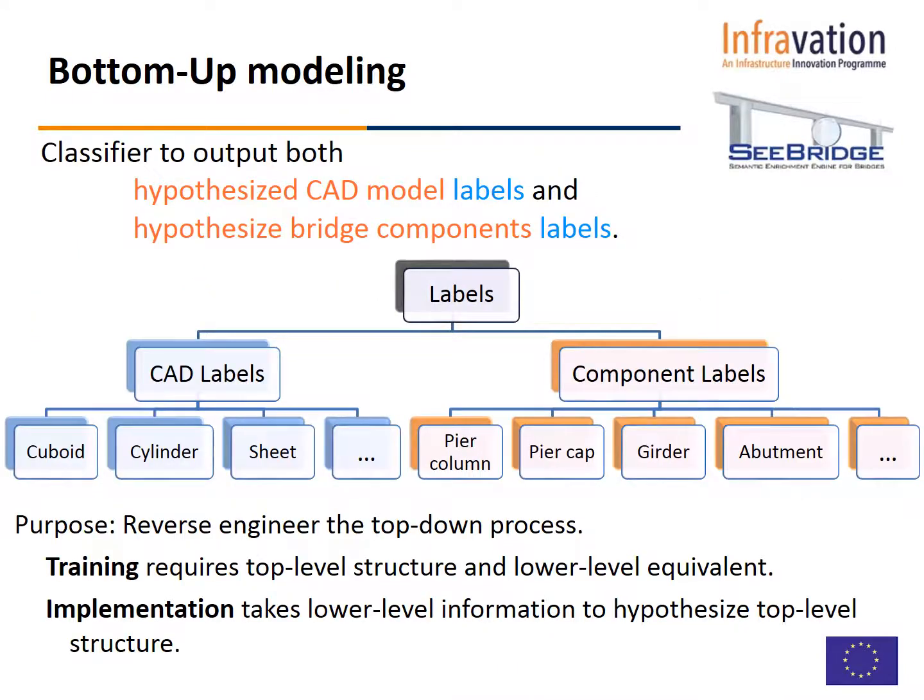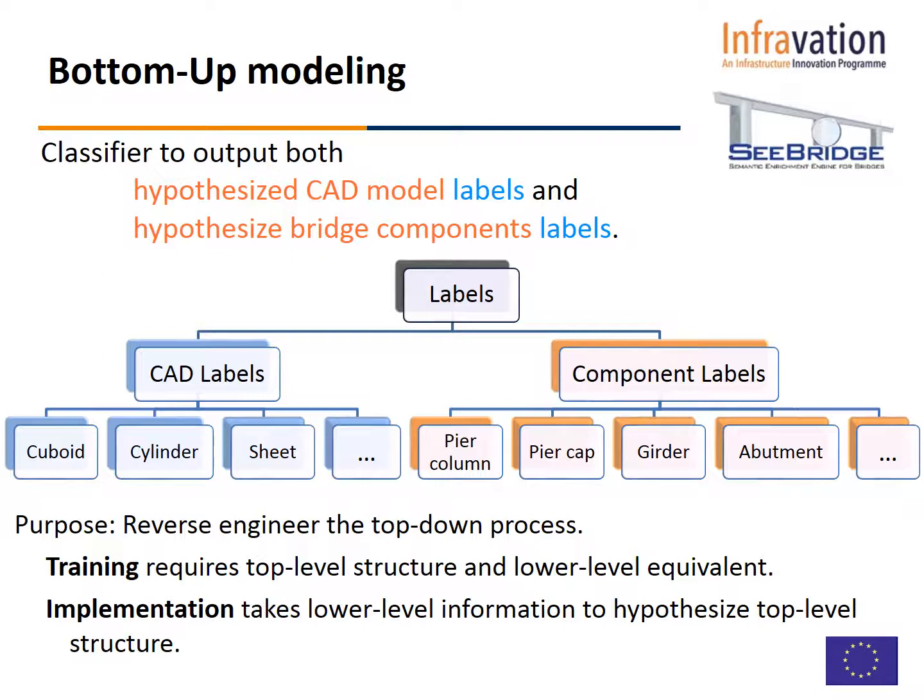component? Rather than programming this, the method that we use is a machine learning approach. The machine learning approach basically takes in a bunch of input-output data and tries to reverse engineer this input-output process. What we're interested in is taking all of these surface primitives and outputting what the appropriate CAD label is, as well as what the appropriate component label is.